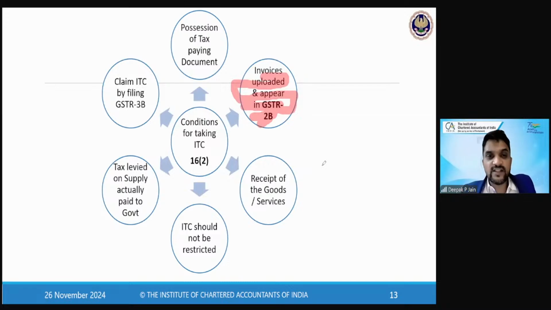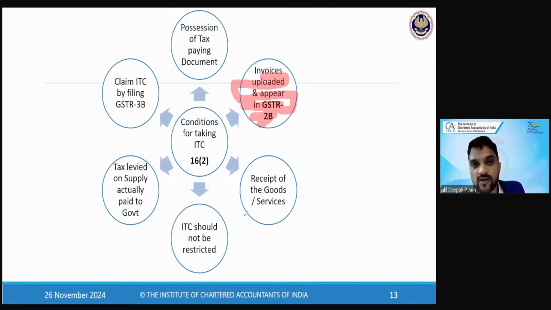The fourth condition is ITC should not be restricted. What is restricted? There are some restrictions. If you fall under that restricted category, then your ITC will not be available. ITC should not be restricted. It should be unrestricted credit, free credit, basically. Fifth one is the tax levied on supply is actually paid to the government.